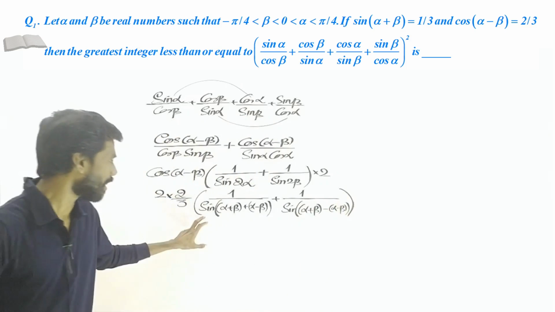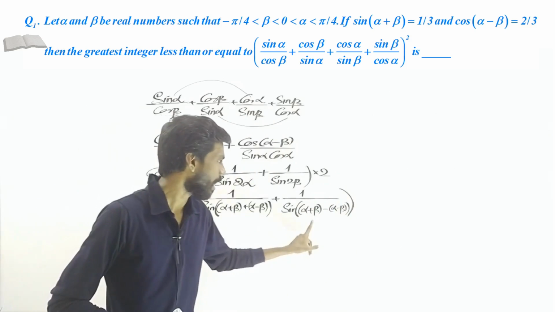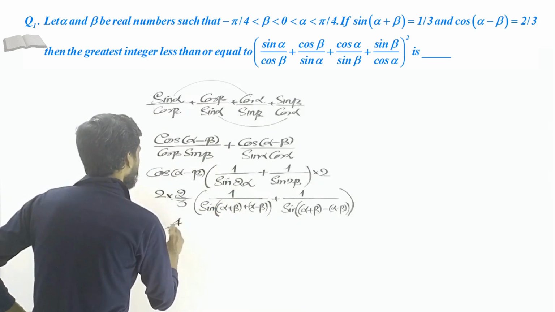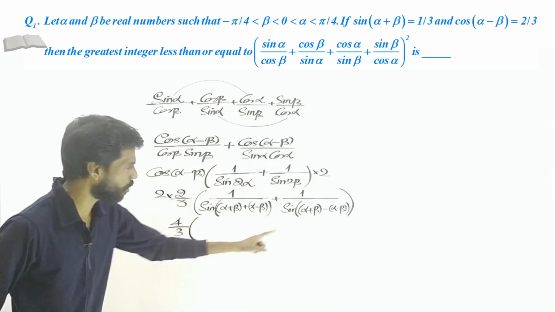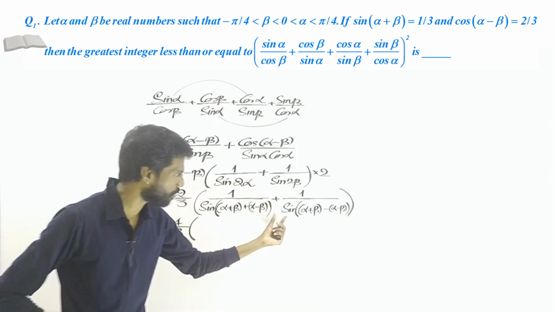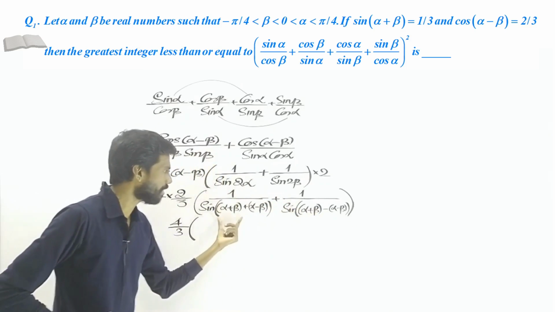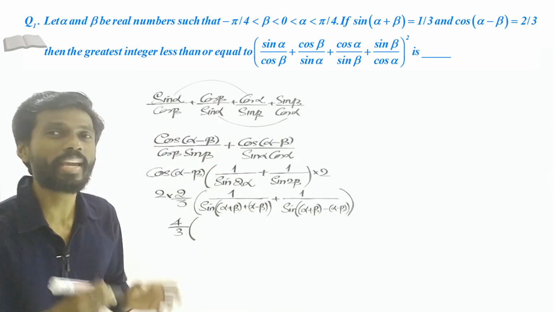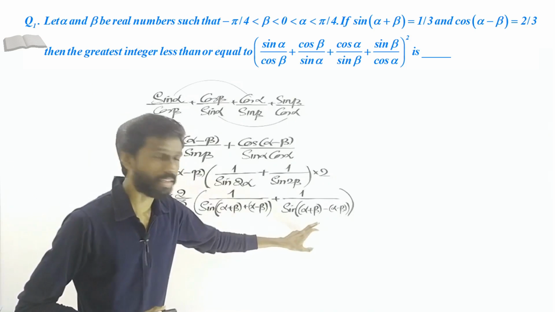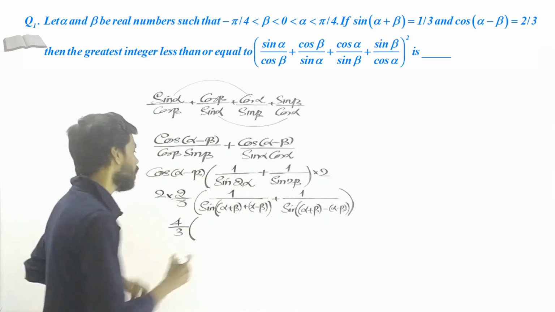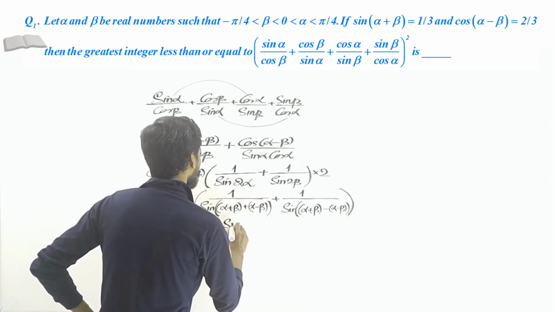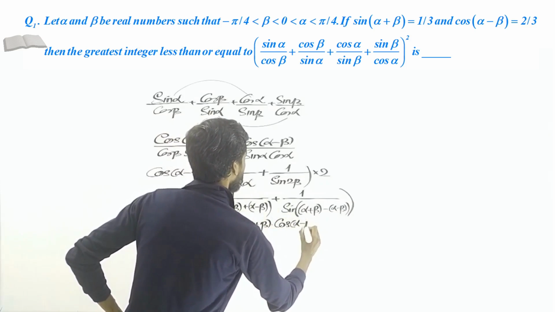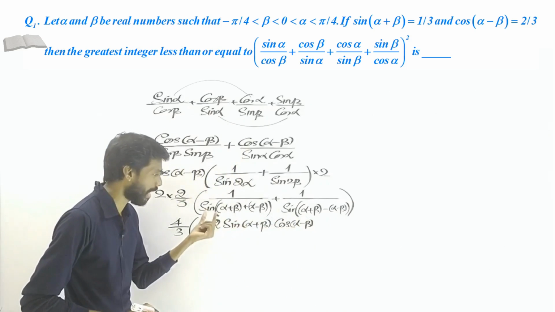Now use the formula sine A plus B, and here also sine A minus B, and we'll get the answer. But instead we can try something else. You just simplify this, cross multiply, so it is of the form sine A minus B plus sine A plus B. What is the formula? Sine A plus B plus sine A minus B is 2 sine A cos B. So that gives 2 sine(alpha plus beta) multiplied by cos(alpha minus beta). You can separately also find this value using the sine A plus B formula.